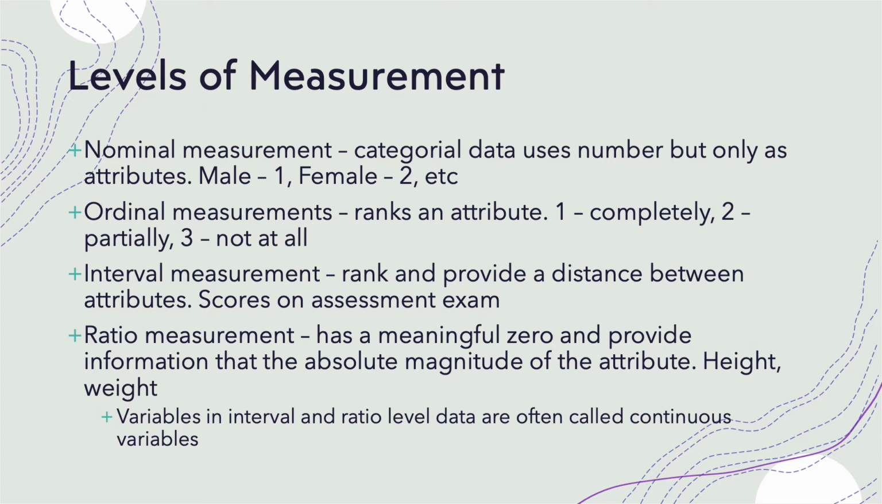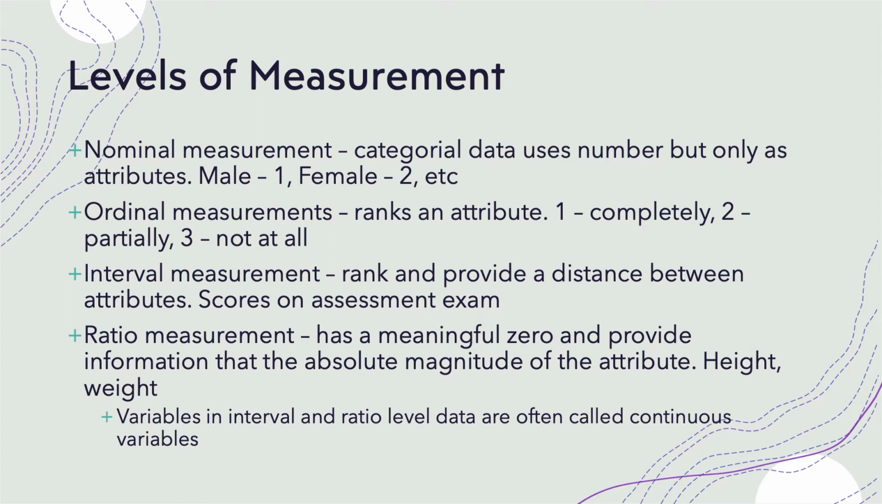Let's begin by reviewing the levels of measurement. Nominal measurement is categorical data, and it uses numbers, but only as attributes, such as a male is 1 and a female is 2. Ordinal measurements rank an attribute. 1 would be they completely agree, 2 they partially agree, 3 they don't agree at all.